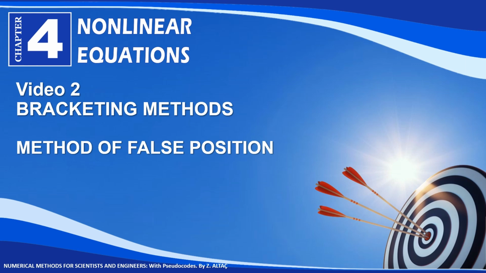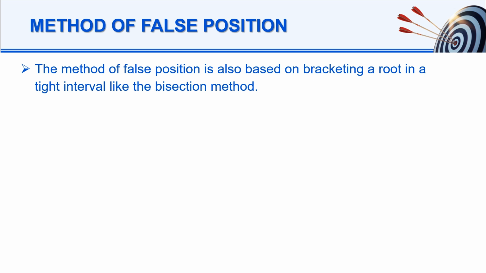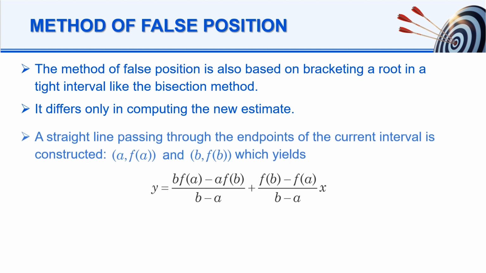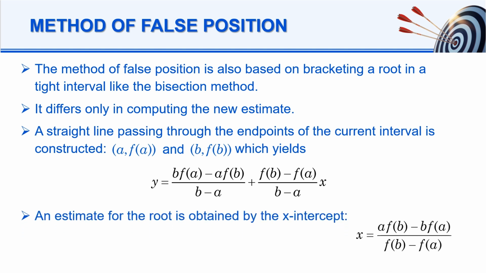Video 2. Bracketing Methods. Method of false position. The method of false position is also based on bracketing a root in a tight interval like the bisection method. It differs only in computing the new estimate. A straight line passing through the endpoints of the current interval is constructed. For the endpoints it yields, the root is approximated by finding the x-intercept as follows.